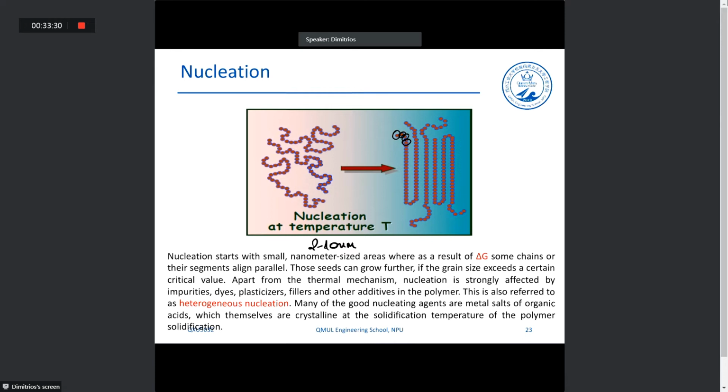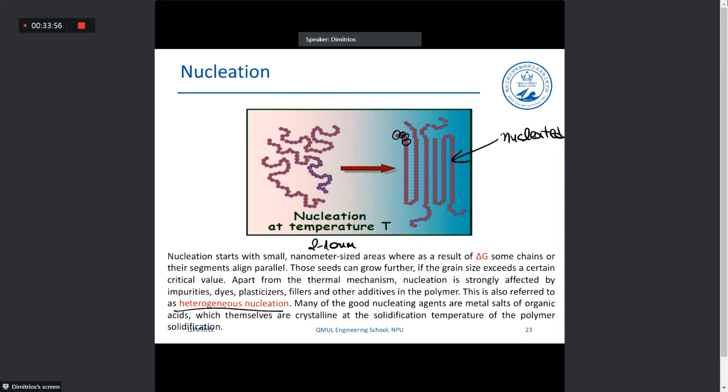So these seeds, these nanometer-sized areas, they grow further, and the grain size exceeds a certain critical value, and then they form the chain, okay? So we have the growth. So here we have a nucleated material. Yes, this is, let's say, the definition of the heterogeneous nucleation.